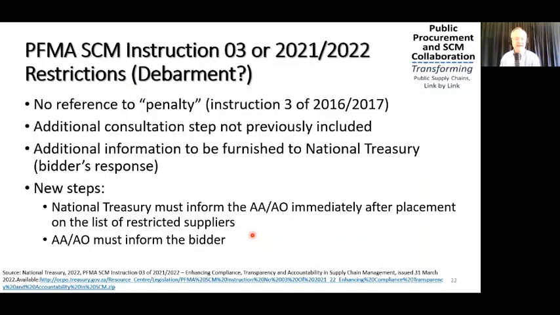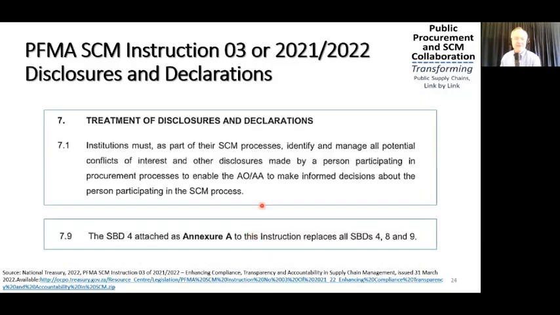Interesting one, and it has an interesting title: Disclosures and Declarations, Treatment of Disclosures and Declarations. It states, very interestingly enough, that the institution must, as part of the SCM process, identify and manage all potential conflicts of interest and other disclosures made by a person participating in the procurement process to enable the AOAA to make informed decisions about the person participating in the SCM process.